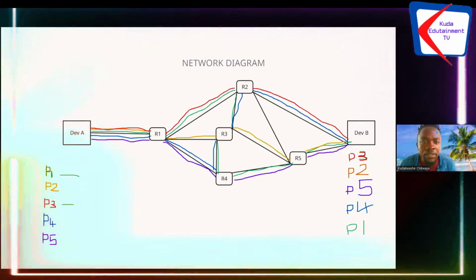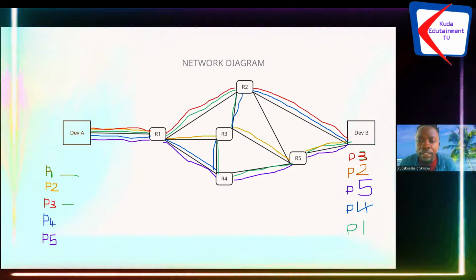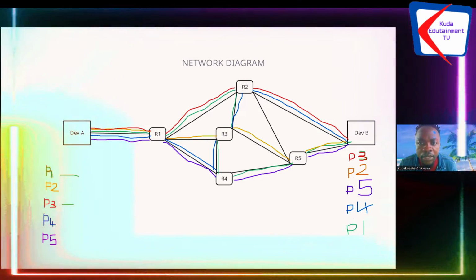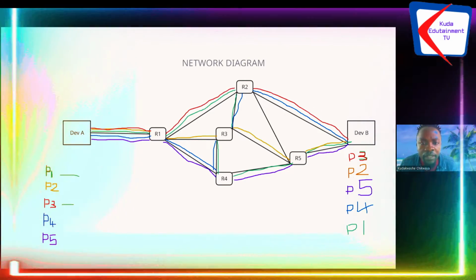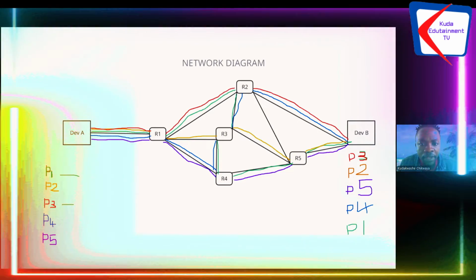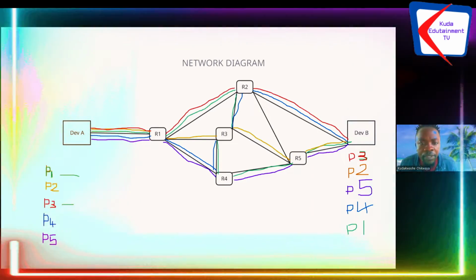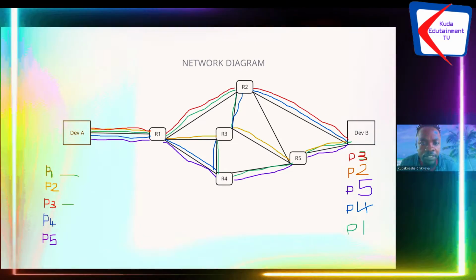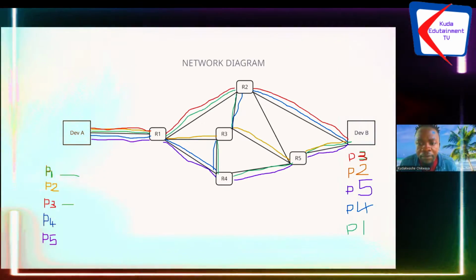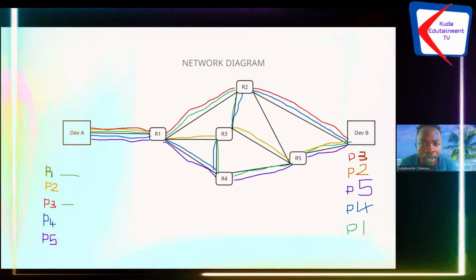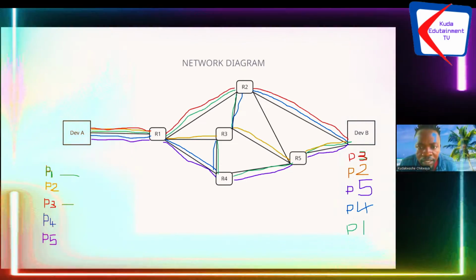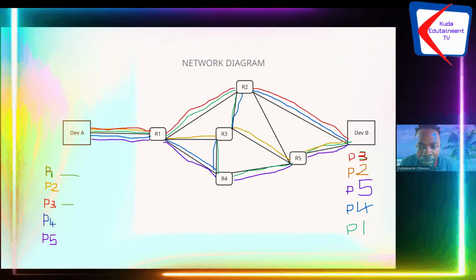Sending device, router 1, router 3, and then the receiving device. And packet number 2 went through 3 hops, that is router 1, router 3, router 5, then the receiving device. Packet 5 also went through 3 hops, which is router 1, router 4, and router 5. And packet number 4 went through 4 hops, which is router 1, router 4, router 3, router 2, then the receiving device, right? That is packet number 4.